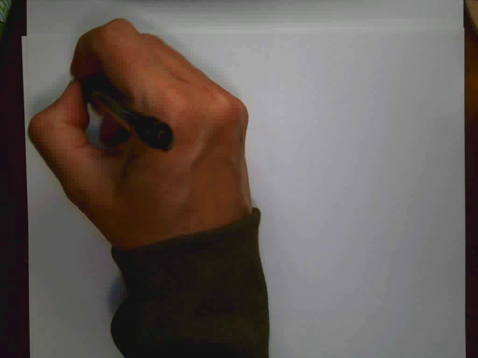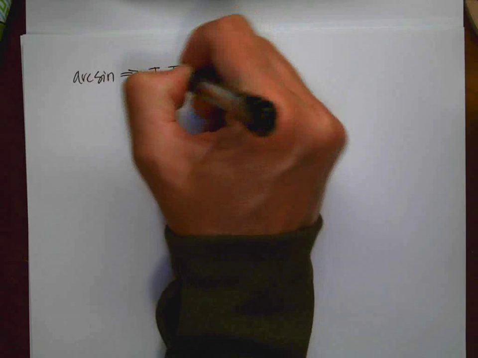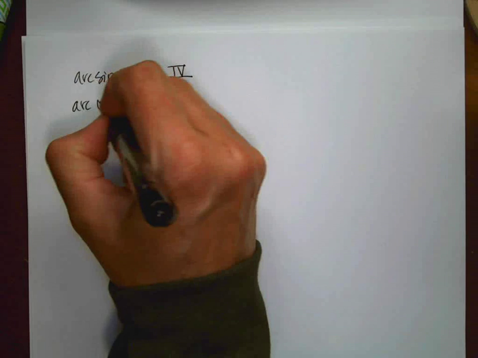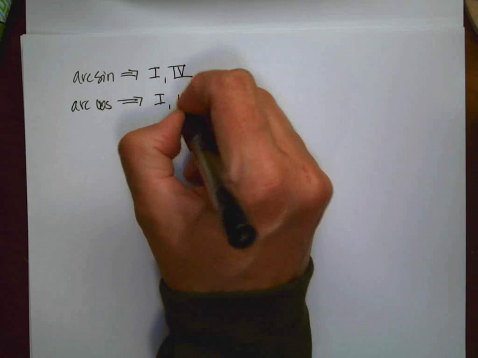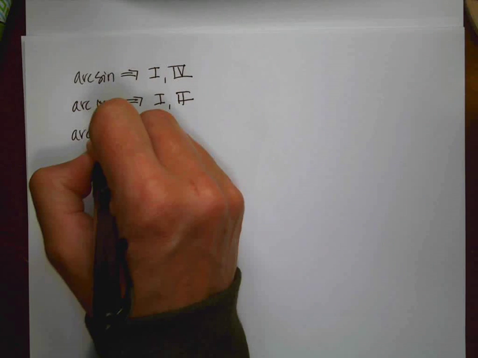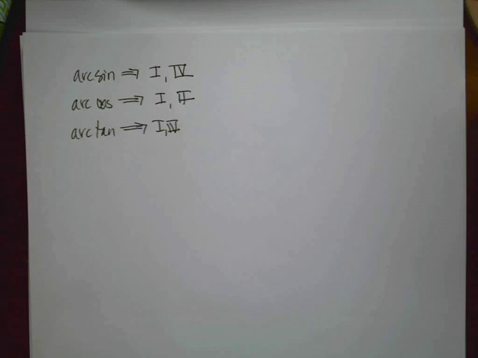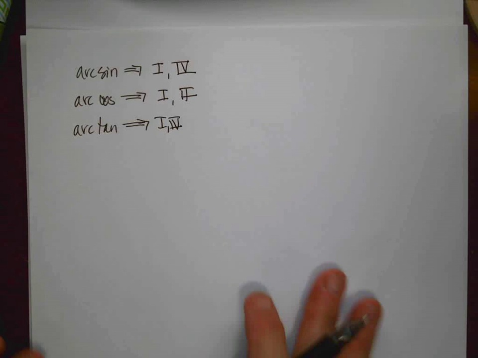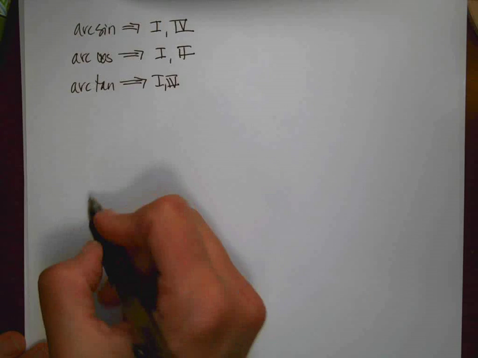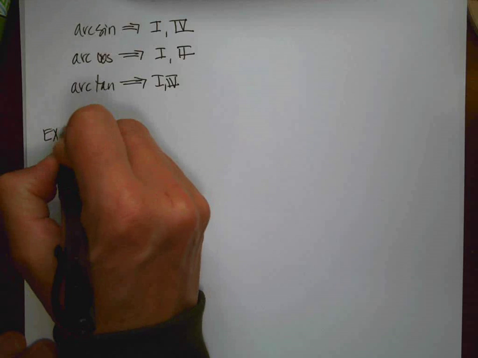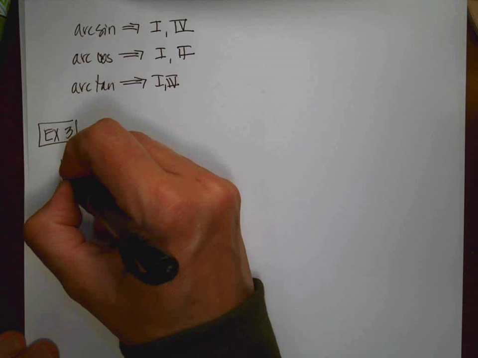All right, so the arcs are actually pretty straightforward, but you do have to remember which quadrant each one lives in. Just as a recap, arc sine is limited to the first and the fourth quadrants. Arc cosine is limited to the first and the second quadrants, and arc tangent is also limited to the first and the fourth quadrants. And that is it for today. Oh, I lied. Let's do one more example just because we haven't gone for very long. So we'll do example 3.